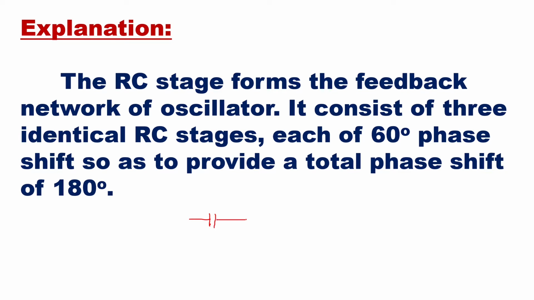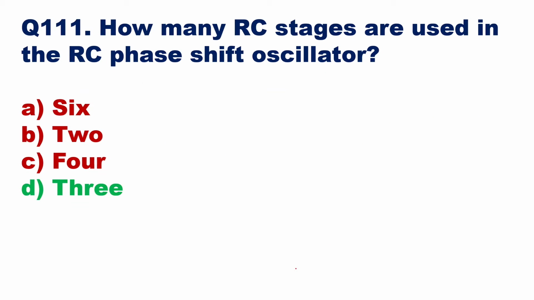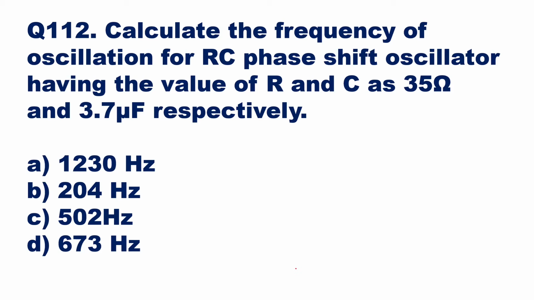Here you can have the RC network in the feedback somewhat in this fashion. You can have a capacitor, a resistor, a capacitor, a resistor, a capacitor and a resistor. So you can view it like this. This will be RC, this will be RC, and this will be RC. Each of these RC stages will produce a phase shift of 60 degrees, 60 degrees, and 60 degrees. So the total phase shift is 180 degrees by the feedback network. This is how each RC stage produces it, and therefore we are having three RC stages. Here you can see option D, that is 3, is the right answer. Then we'll go to question number 112.